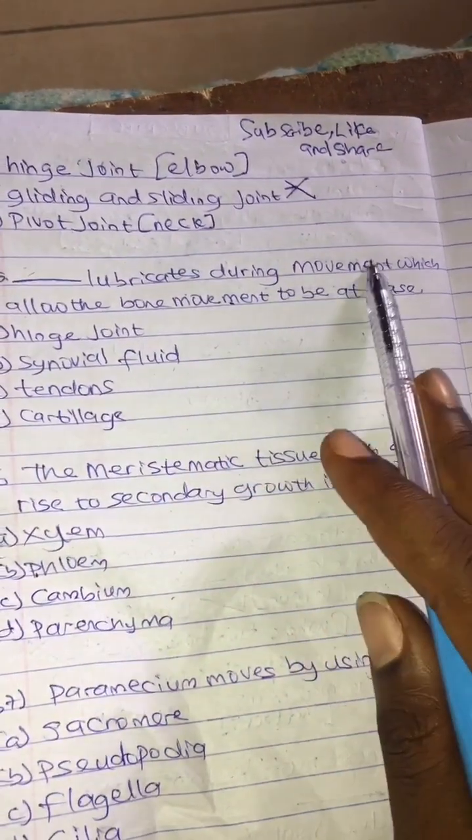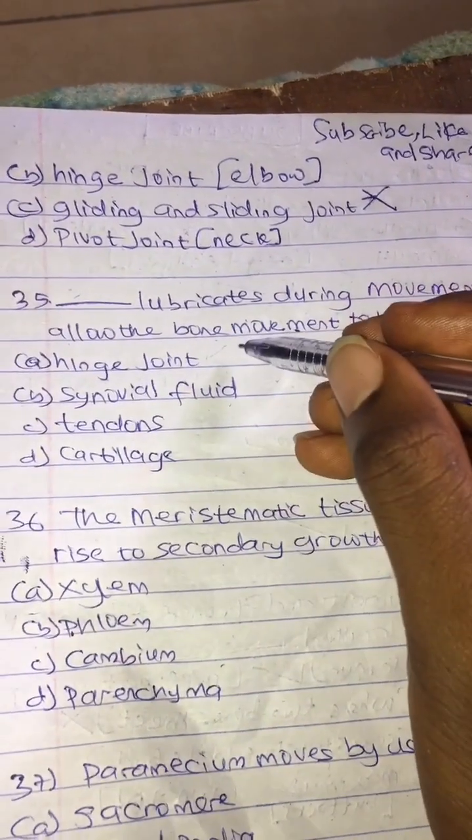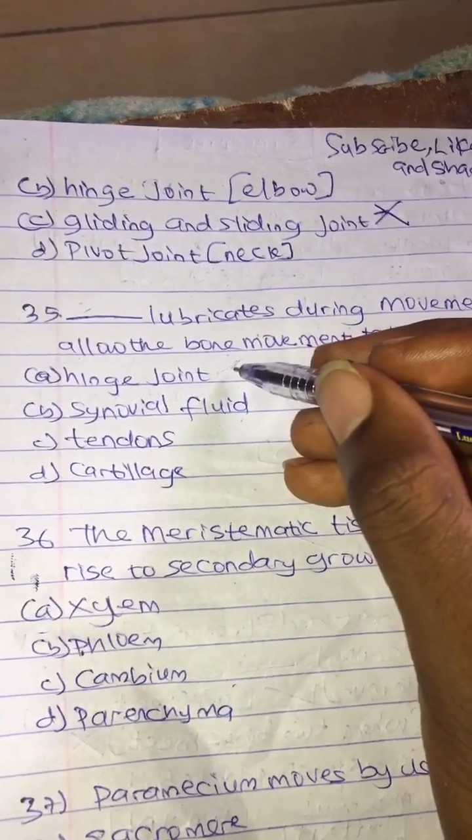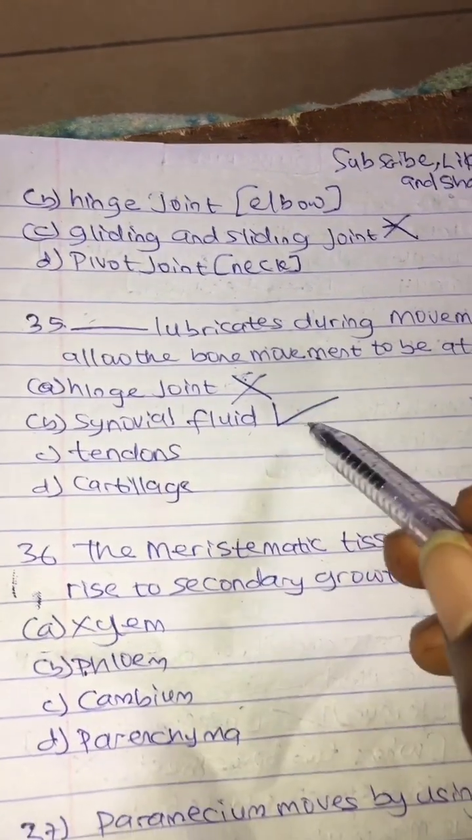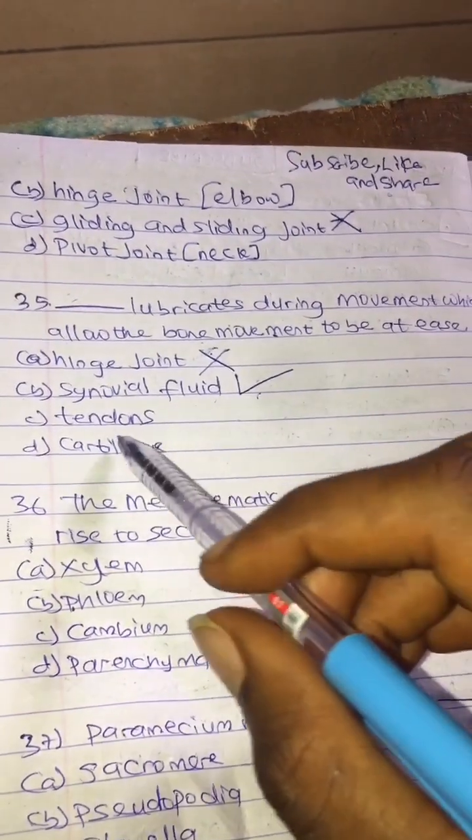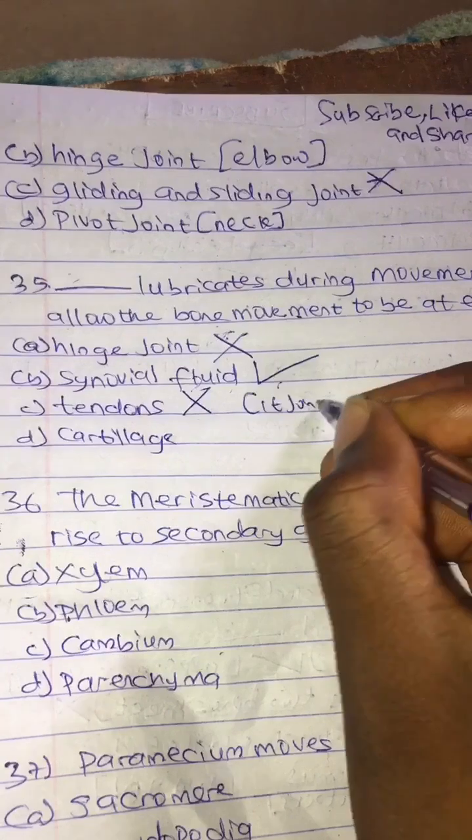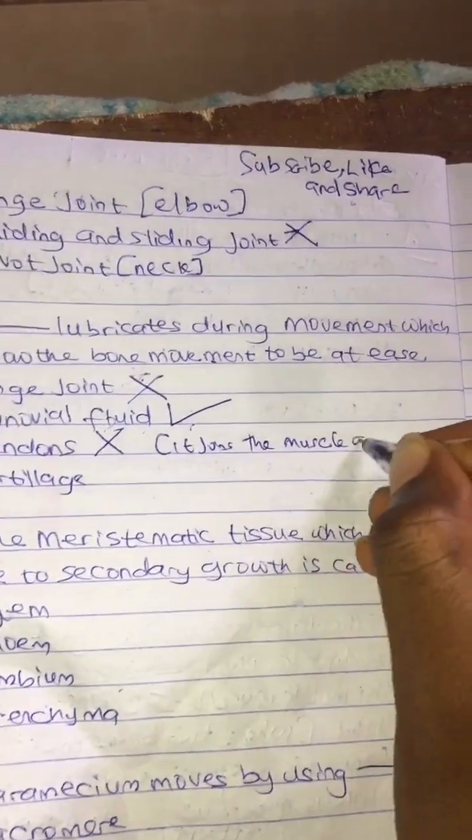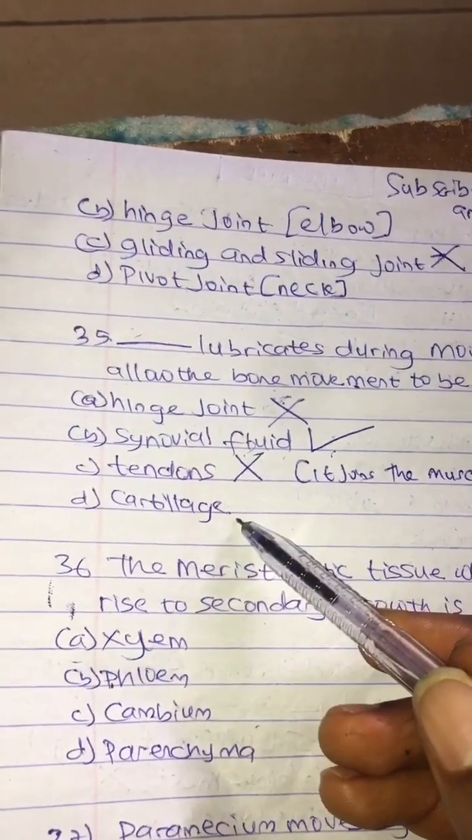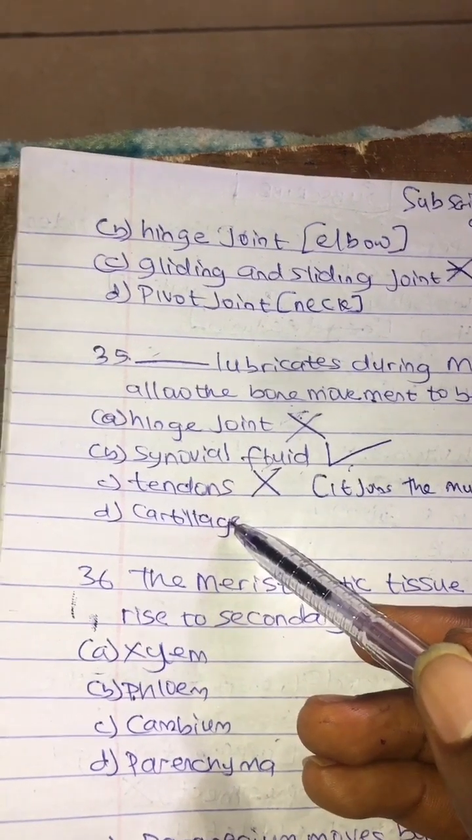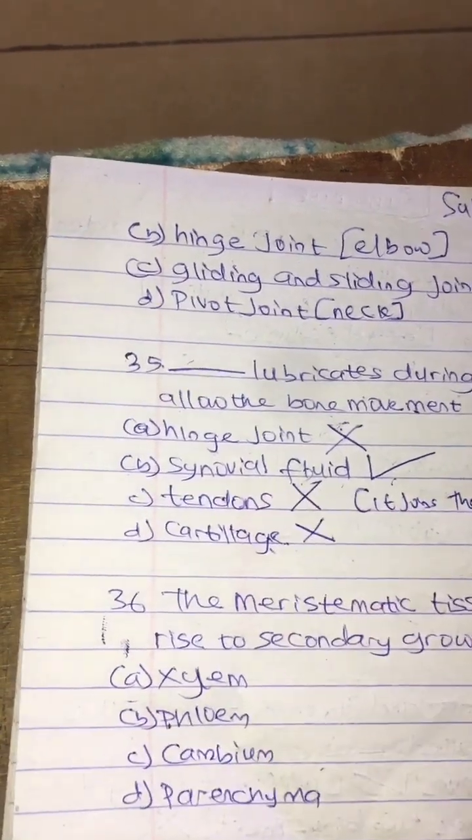Question 35. Dash lubricates during movement, which allows the bone movement at its hinge joint? No, because we don't use hinge joint to walk, so it is not located there. Synovial fluid is the correct answer. Tendons is out. Tendons join muscle and bone together. That's the function of tendon. Cartilage is a major part of the skeleton in the body, so cartilage is not the answer.